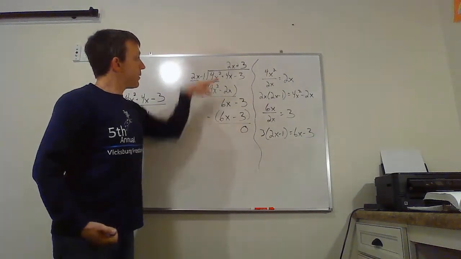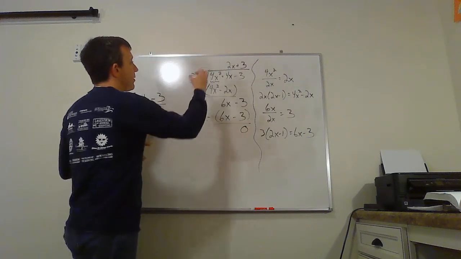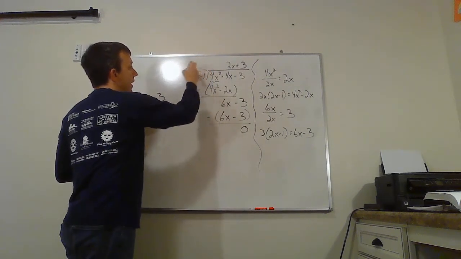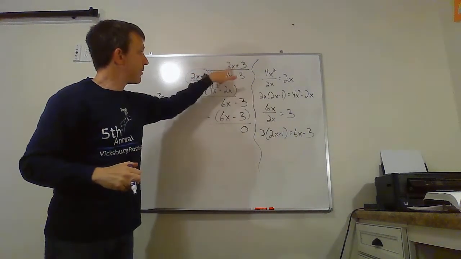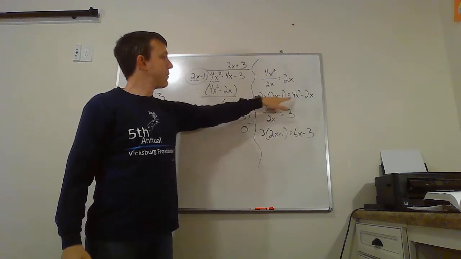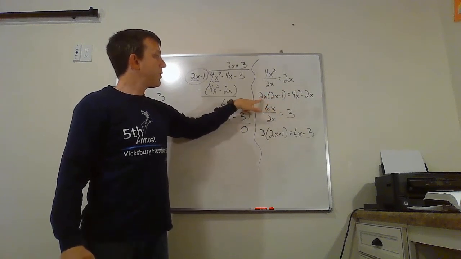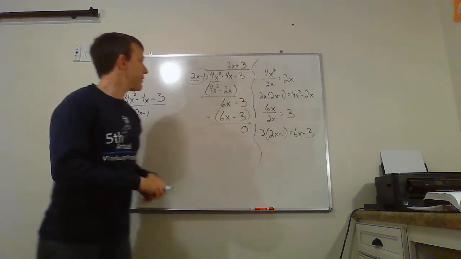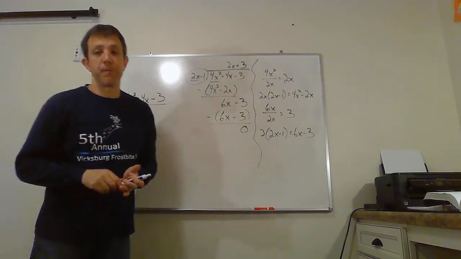But let's keep going. So now that I have the 2x on top, I have to take it and multiply by the entire divisor, by the 2x minus 1. So you can see I did that here. I took the 2x times 2x minus 1. 2 times 2 is 4. X and x make x squared, so I get 4x squared. 2x times the negative 1 is a negative 2x. And I bring it back and I write it down underneath, lining up those terms.